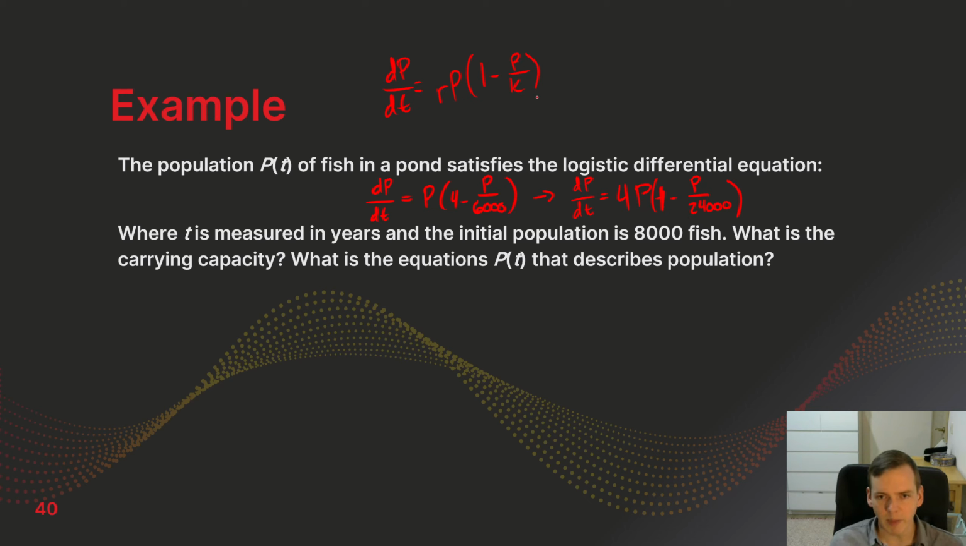So what is the carrying capacity? Well, the carrying capacity is whatever is under my P here. So K is equal to 24,000. Nice and easy. What is the equation P of t that describes the population?